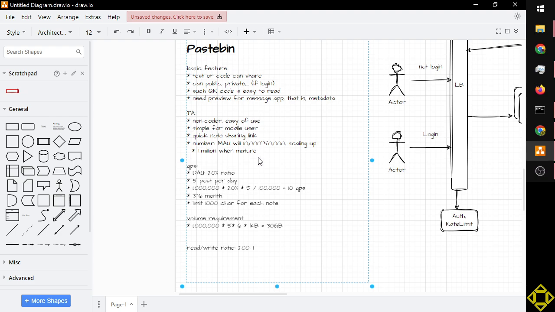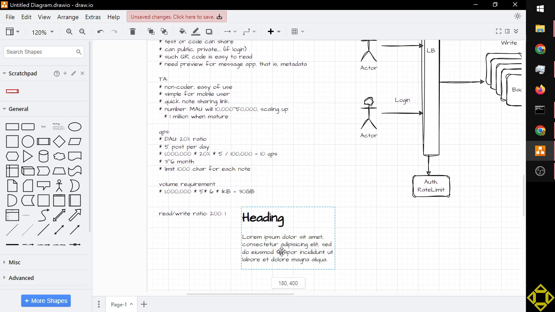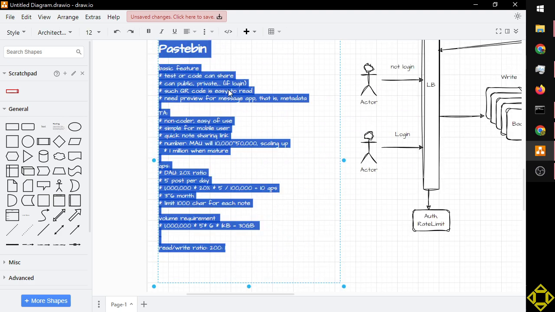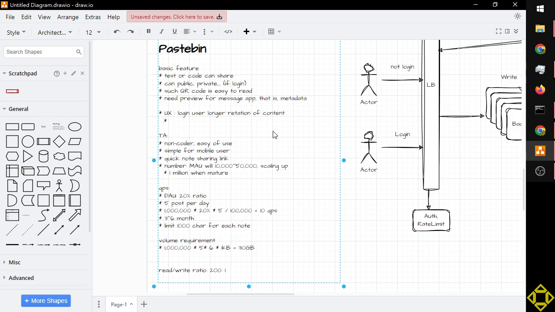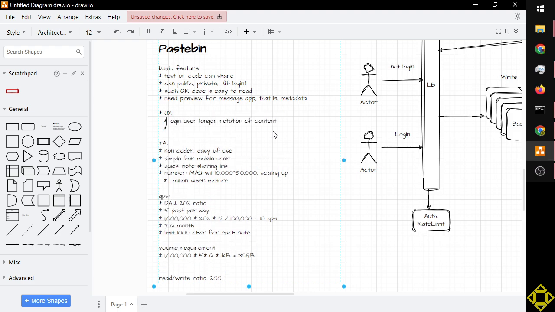Your approach to encouraging users to log in by offering longer retention for logged in users makes sense from both a user experience and marketing perspective. Here's why it could work well. 1. Incentive to log in. By offering longer retention for logged in users, you're giving them a tangible benefit, which can increase conversions from anonymous to authenticated users. This could lead to more personalized experiences and more control over content, which improves engagement.